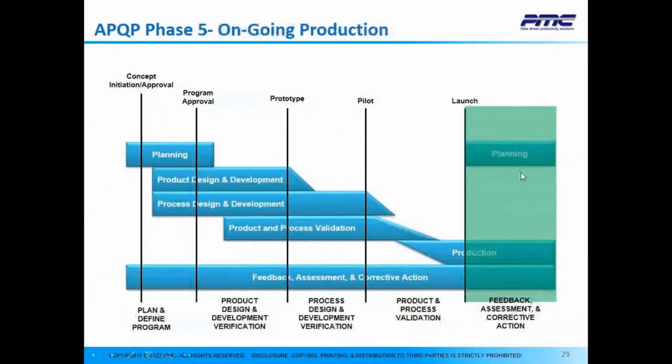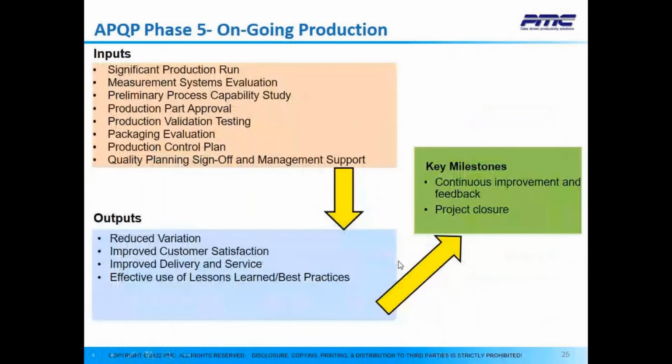Phase 5, which is production. The key outputs here: we're working to reduce the variation, improve customer satisfaction, improve the delivery and the service, and finally, make effective use of lessons learned or best practices. The key milestones: we're looking at continuous improvement and feedback and project closure.